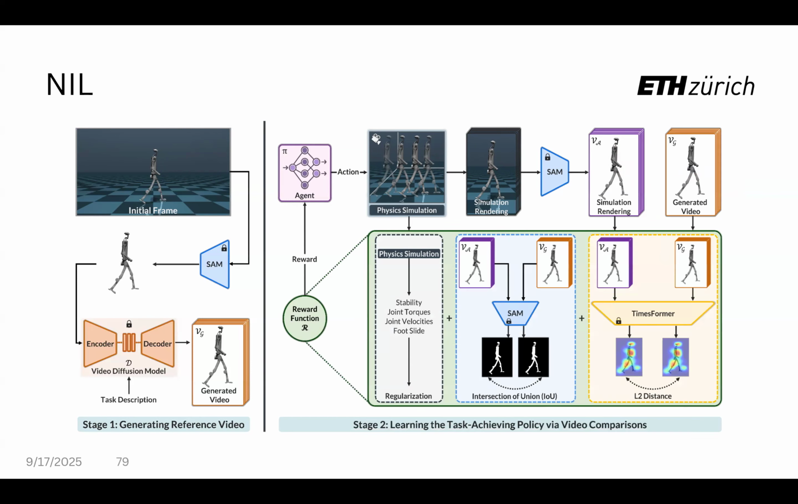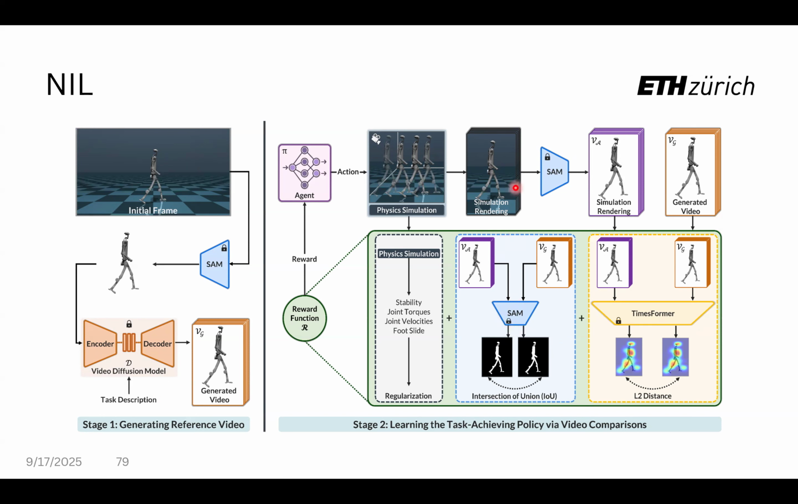Of course, you don't compare them frame by frame, because you already have a nice embedding via the TimeSformer. So you can directly compare the L2 distance in this embedding space, and this gives you meaningful information about the distance between motion frames. We also found that an intersection over union loss, or reward, can also help.